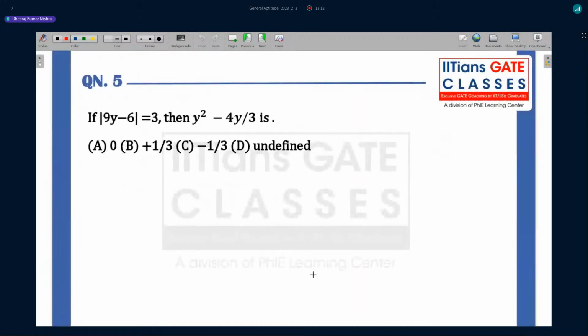Yeah. So now question number 5 is on your screen. So try this question, guys, everyone, because now we have only around 3 days to go for civil engineering and aerospace engineering. So if |9y - 6| = 3, then y squared minus 4y/3 is what? The value of y squared minus 4y/3 we have to find.